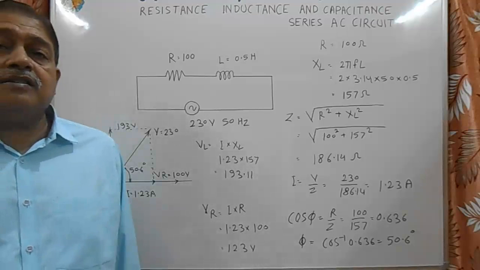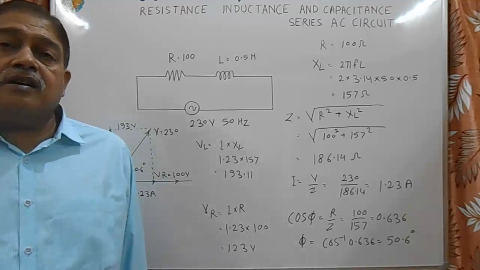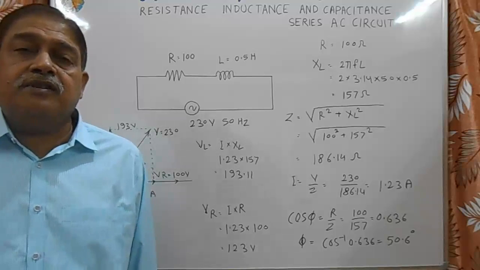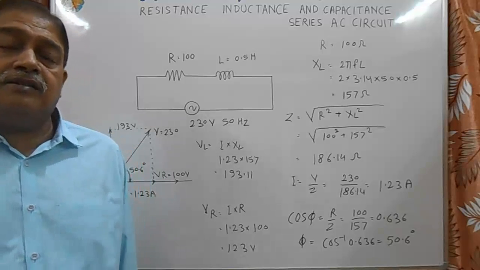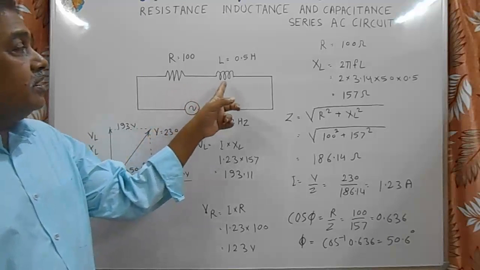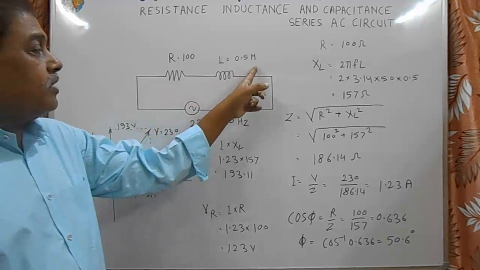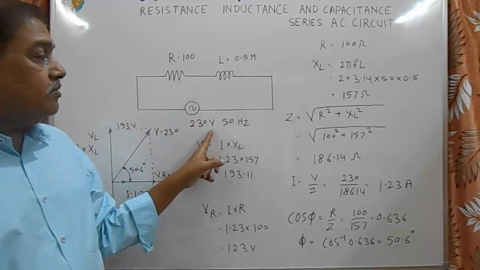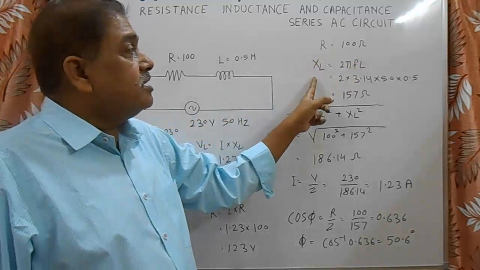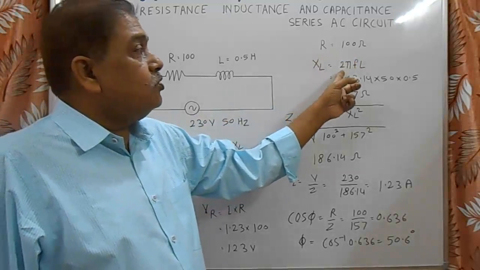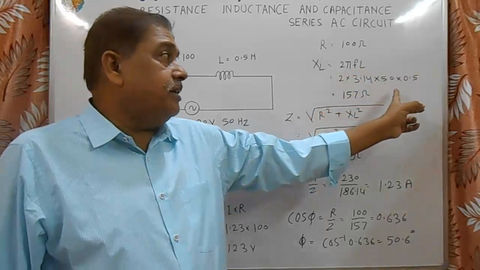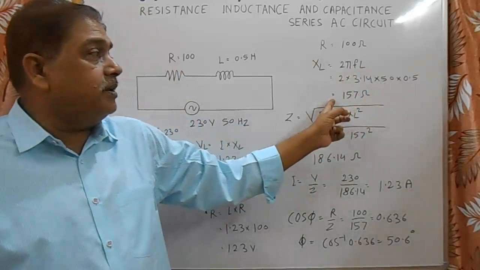Friends, this is the circuit of series R and L. It means resistance and inductance are connected in series with a supply of 230 volt AC. Here the resistance R is equal to 100 ohm, inductance L is equal to 0.5 Henry, supply voltage is 230 volt 50 Hz. Inductive reactance XL, given by the formula 2 pi FL, is equal to 2 into 3.14 into 50 into 0.5 is equal to 157 ohms.